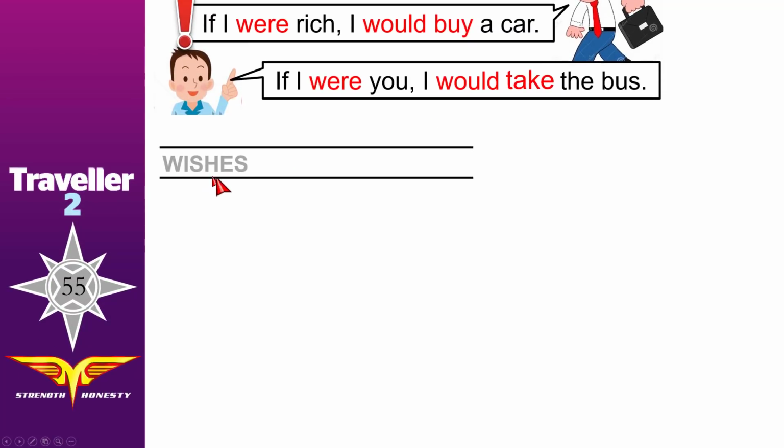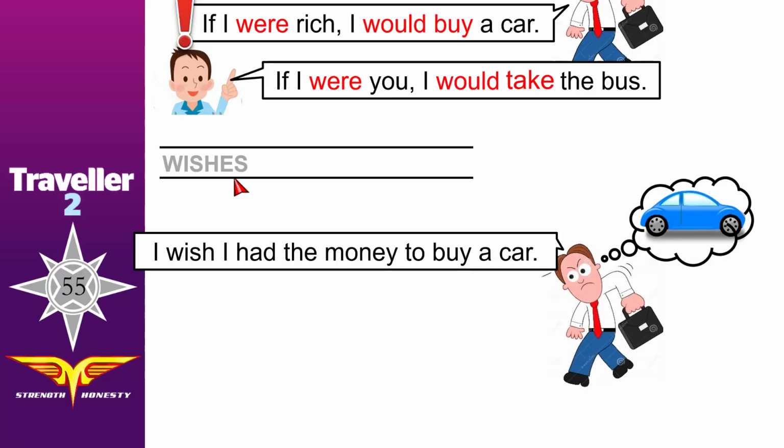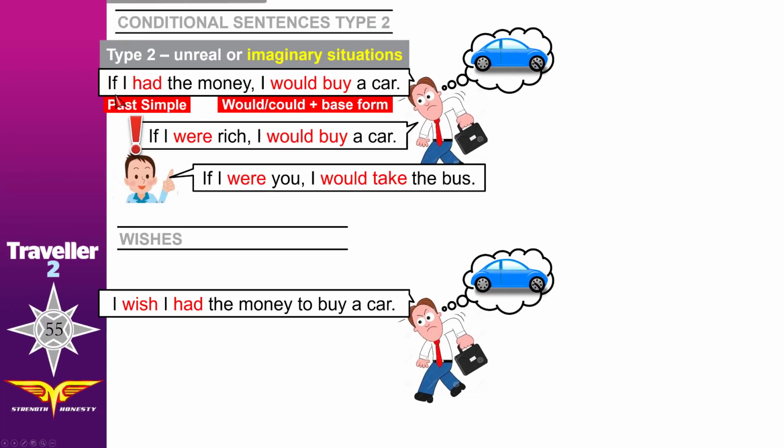Now we move on to wishes. Use the word wish. I wish I had the money to buy a car. I don't have the money. I wish I had the money. Look, we're using wish the same way we did with if. Use wish, use a verb in the past. But be careful, that doesn't mean the sentence is in the past.